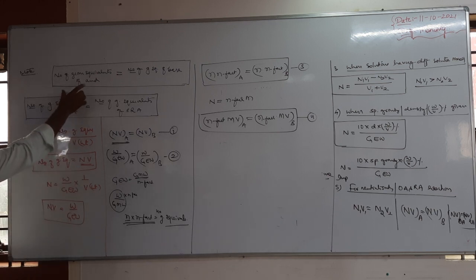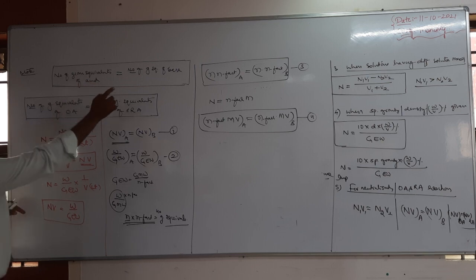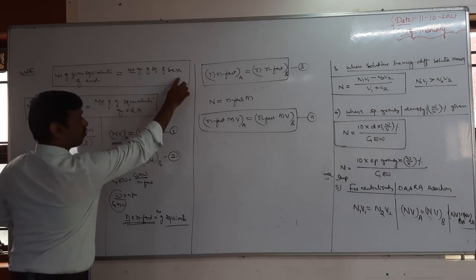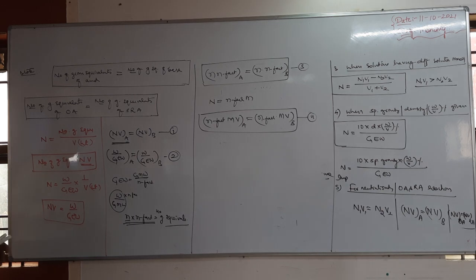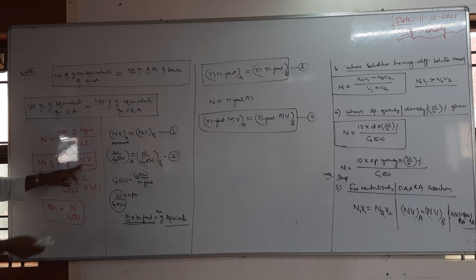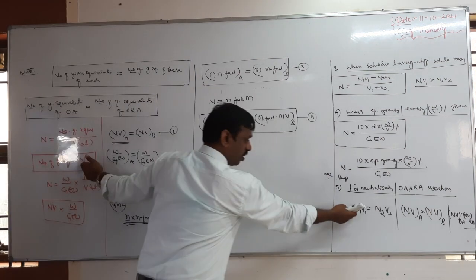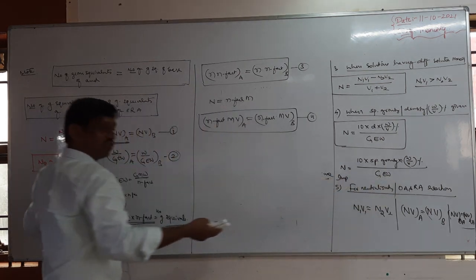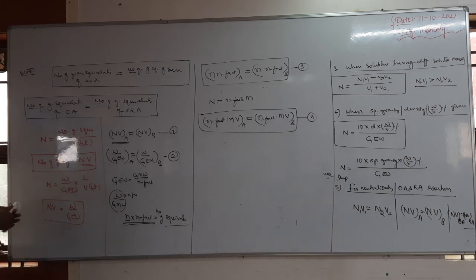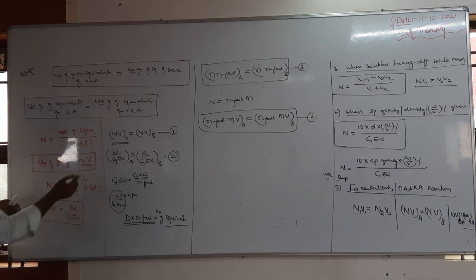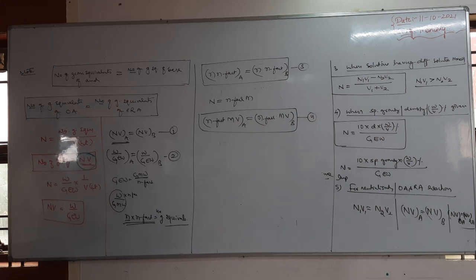So number of gram equivalent of acid is equal to number of gram equivalent of base. Then what is the number of gram equivalent in different terms? 1. Number of gram equivalent can be taken as N into V. That is written here, no? N into V of acid equals N into V of base. So N into V is nothing but the number of gram equivalent of acid or base.